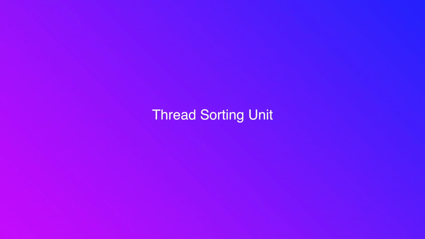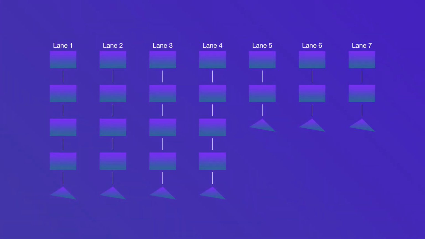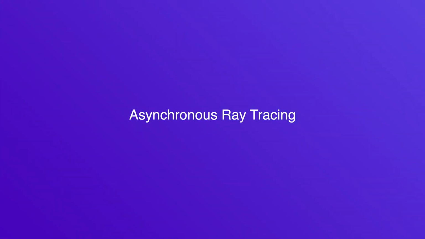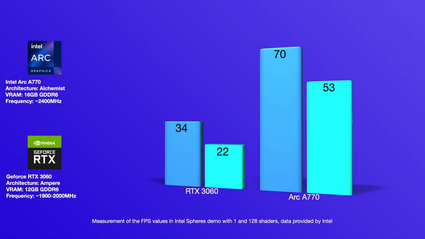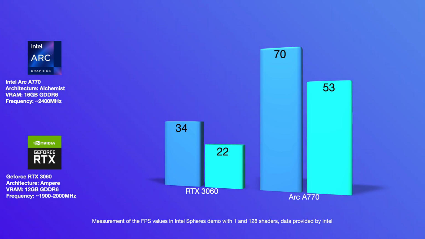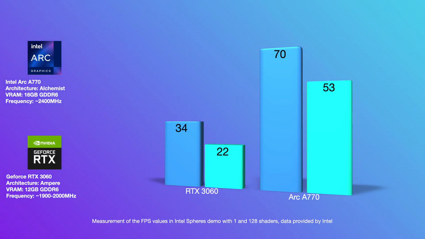There is a special block inside each ray accelerator called the thread sorting unit. The purpose of this unit is to sort the different lanes of RT tasks with the same length and type together. That strategy allows it to utilize more of the available resources of each RT block. The whole system of sorting RT tasks is called asynchronous ray tracing, likewise async compute. This approach means that increasing the amount of shaders in ray tracing will allow Intel GPUs to lose much less performance than AMD or Nvidia cards that don't have this feature.